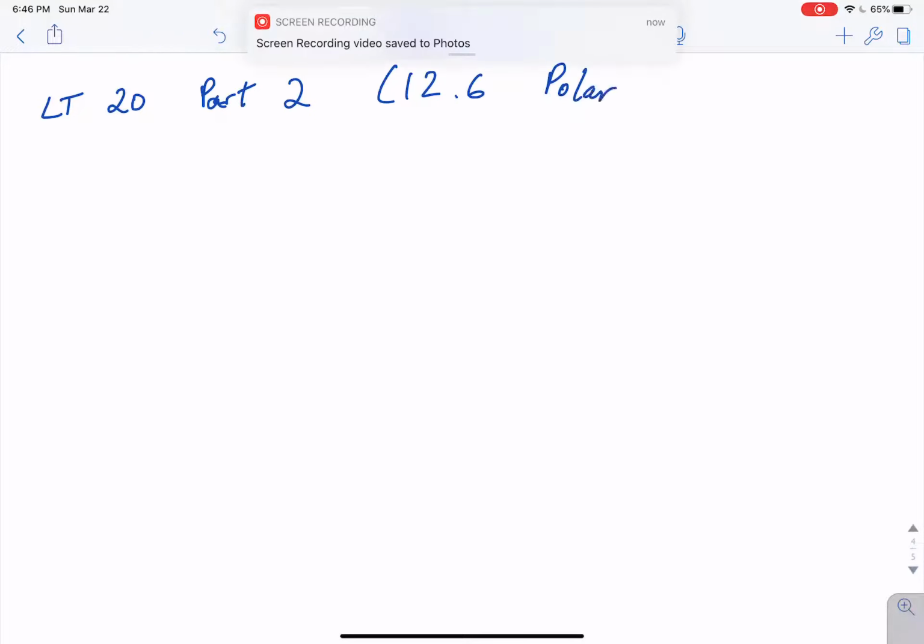Okay, so this next video is going to be Learning Target 20 Part 2. This is the 12.6 polar graphing part of our lesson this week. With polar graphing, there are a few different things we're going to do.